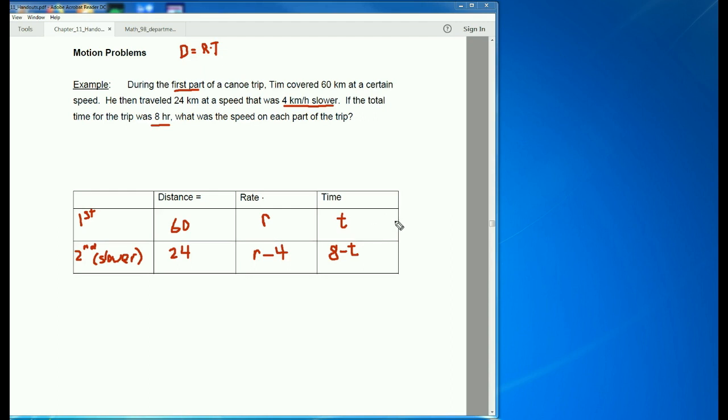Okay, so then for each part, we can write an equation. The equation for this is just 60, distance, is equal to rate times time, RT. And for the second part, we have distance, 24, is equal to rate, R minus 4, times time, 8 minus T.